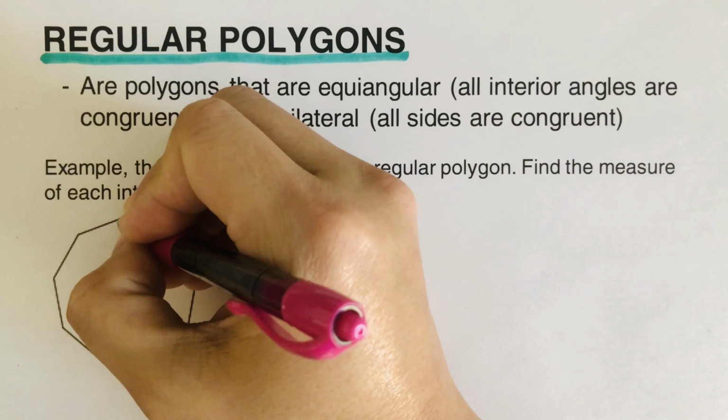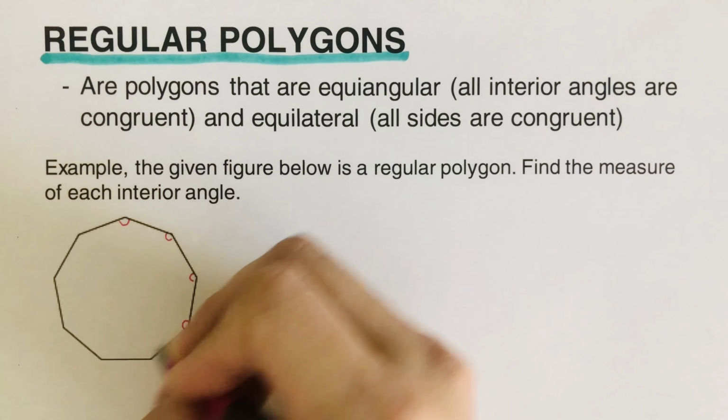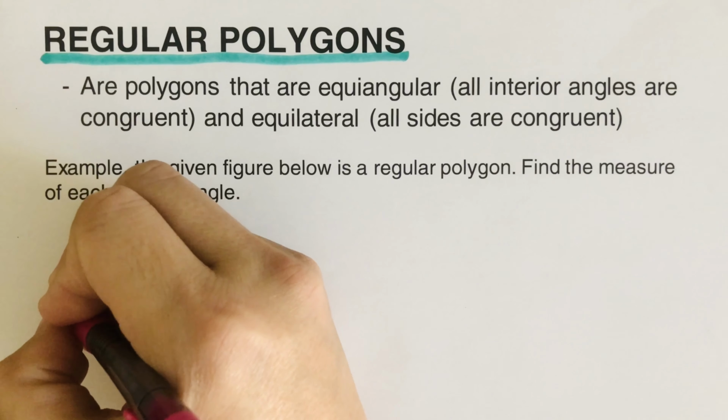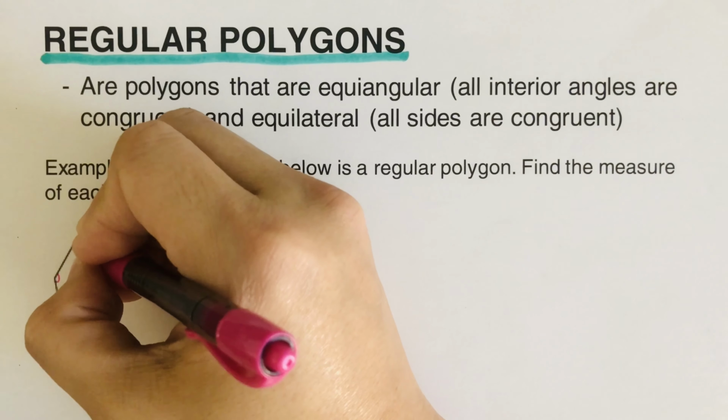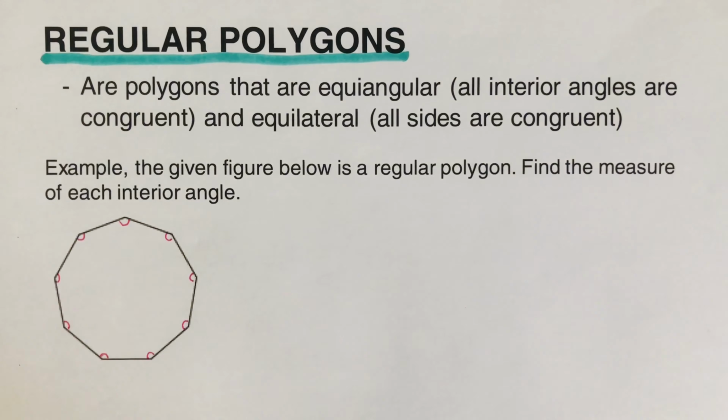Each of these angles is equal to each other. They're all congruent. So I'm going to label them with just one tick mark. That means all of these red angles are equal to each other. Whatever the measure of one angle, the rest of them will have the same measure.